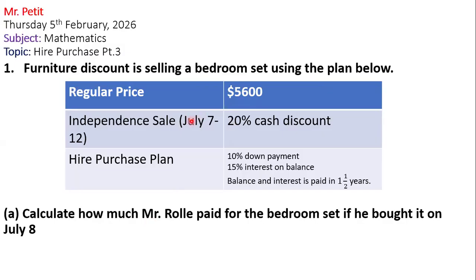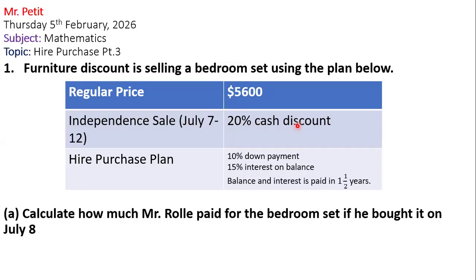The sale is only for cash purchases. That means you can't get the discount if you're trying to get this on layaway, right? You're not going to be eligible for the discount if you're trying to get this bedroom set on hire purchase. But if you have cash, then we will give you a 20% cash discount.